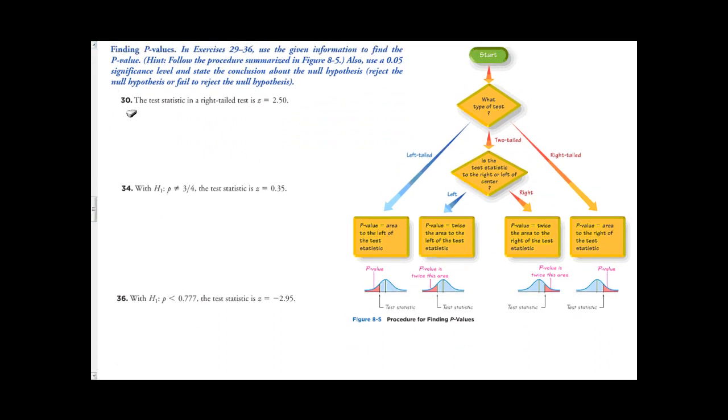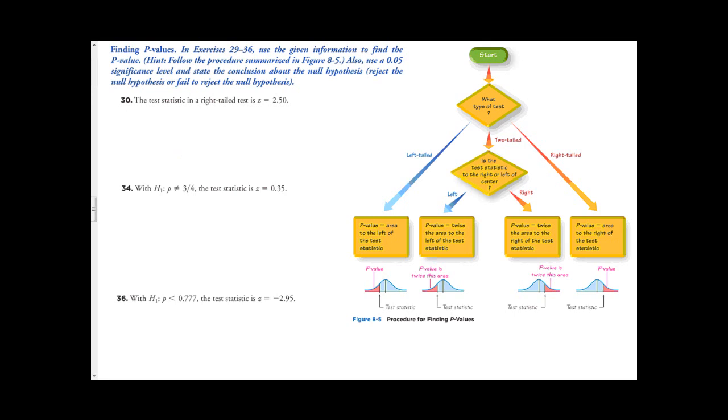Finding p-value. All right, in exercises 29 through 36, use the given information to find the p-value. Here's table 8.5 that we're talking about here. And we're going to use a 0.05 significance level. Alpha is the significance level. We're going to use a 0.05 significance level and state the conclusion about the null and alternative hypothesis, either to reject the null hypothesis or to fail to reject the null hypothesis. And we're going to do all that based on the p-value. So the p-value tells us what to do with the null hypothesis.